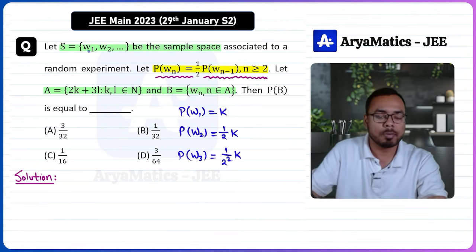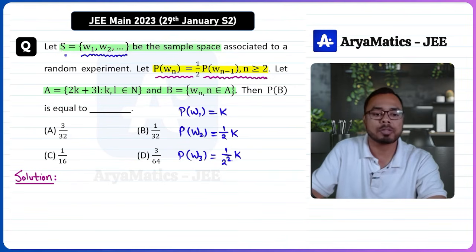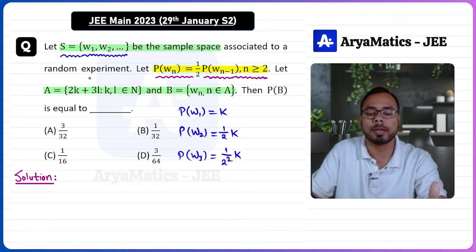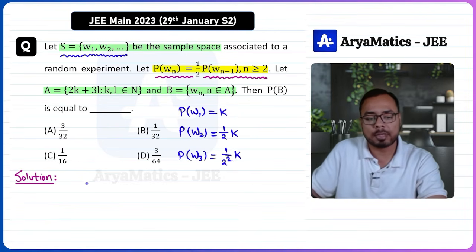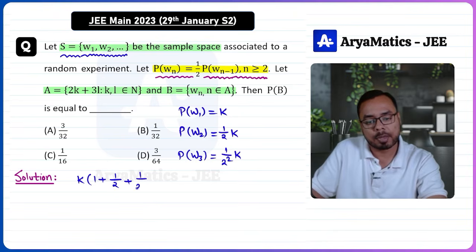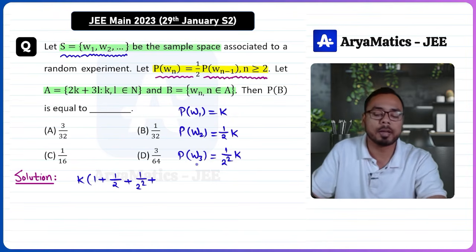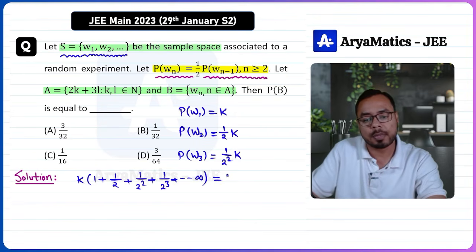Now, omega 1, omega 2, these are events of a sample space, right? So the sum of the probabilities of all of these events must be 1. Probability of omega 1 plus probability of omega 2 up to infinity must be 1. If I add all of these probabilities and take k common, you will get 1 plus 1 by 2, the next term will be 1 by 2 square, probability of omega 4 will be 1 by 2 cube into k, so 1 by 2 cube, up to infinity. This sum must be 1.